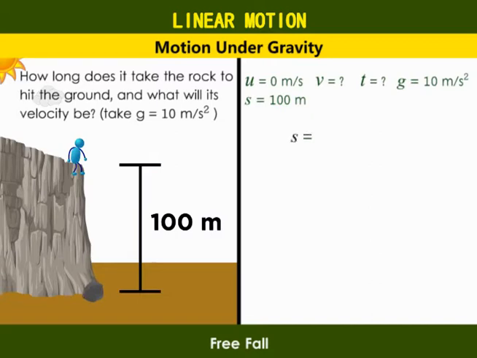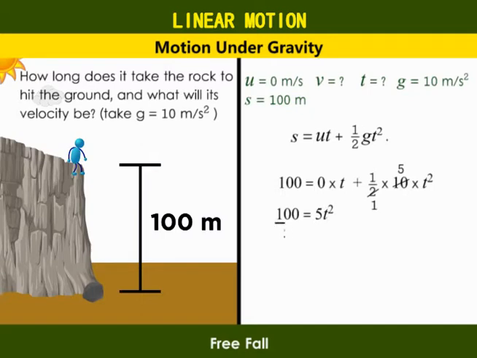From s is equal to ut plus a half gt squared, 100 will be equal to 0 times t plus a half times 10 times t squared. Half times 10 is 5. So 100 is equal to 5t squared. We divide both sides by 5 and we have 20 is equal to t squared, which means t is equal to 4.47 seconds.